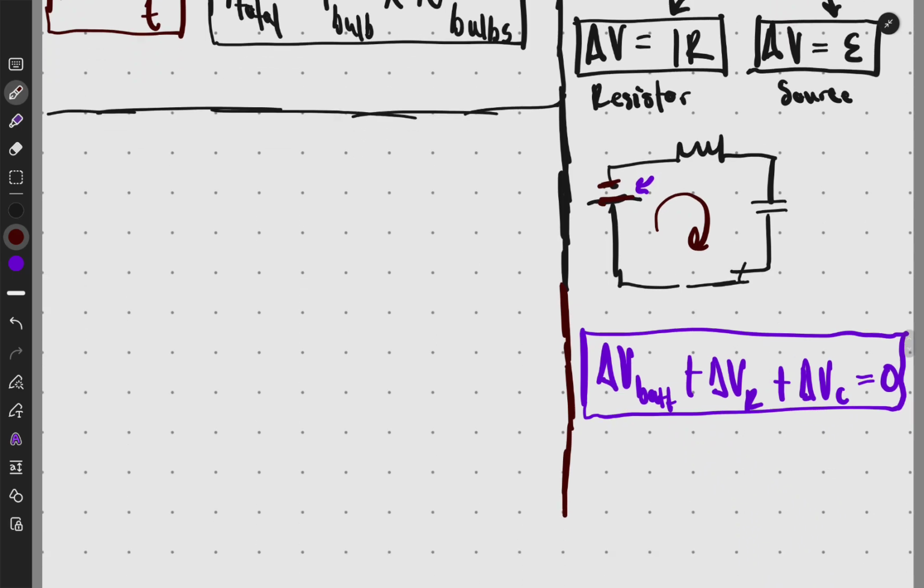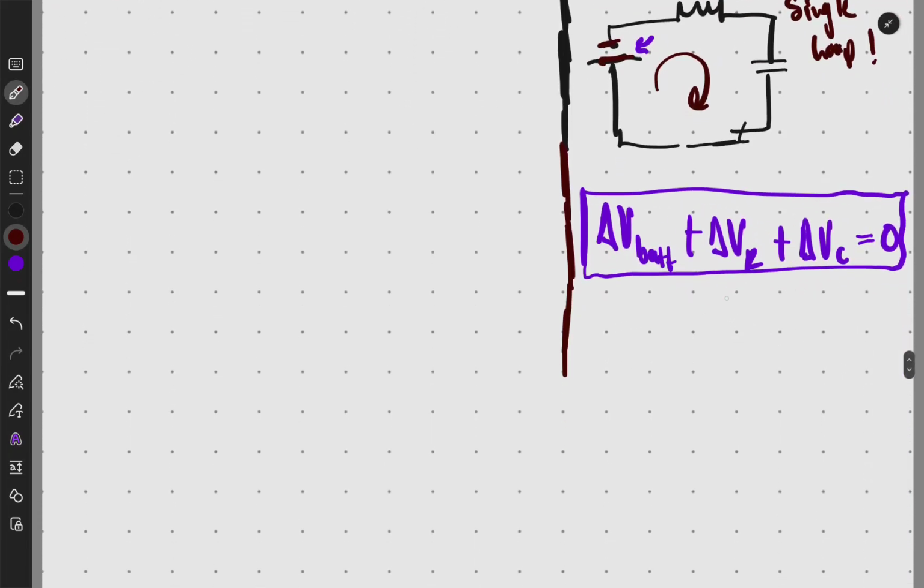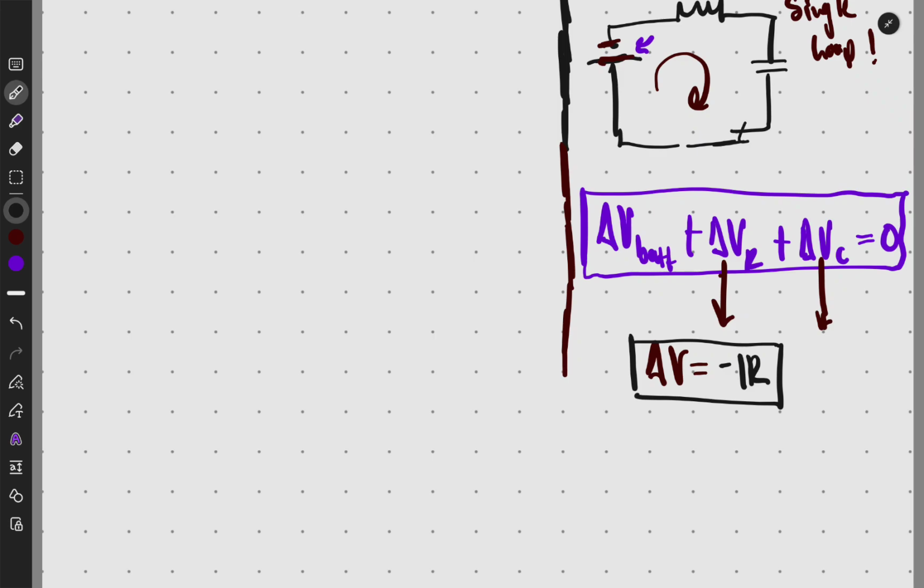Now, for a circuit with one loop, so this is a single loop circuit, you may need to know this delta VR. One of them you may need to calculate, or this one. So you should know that delta VR is going to be giving you negative IR all the time. Don't even try to make it positive.